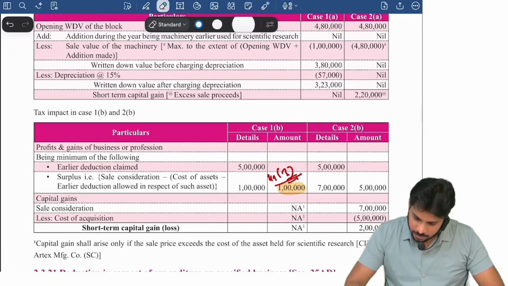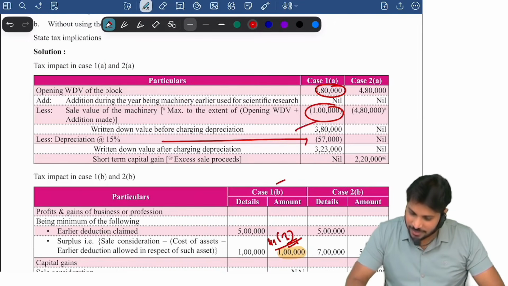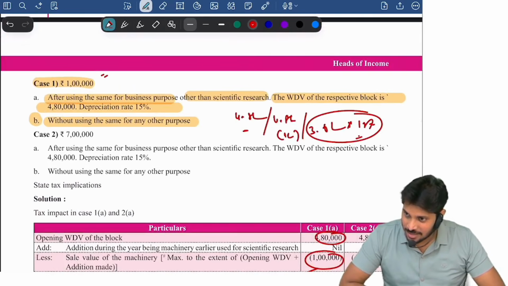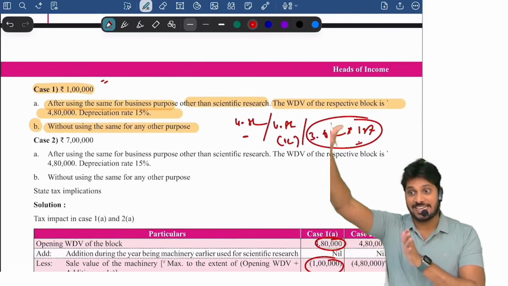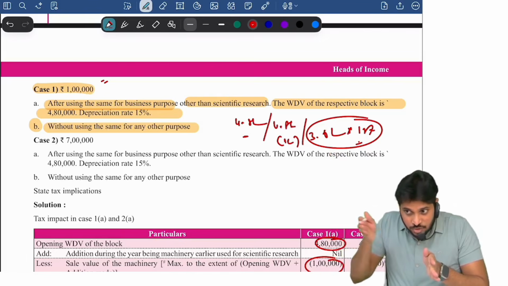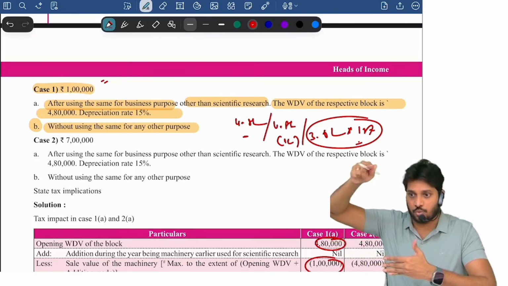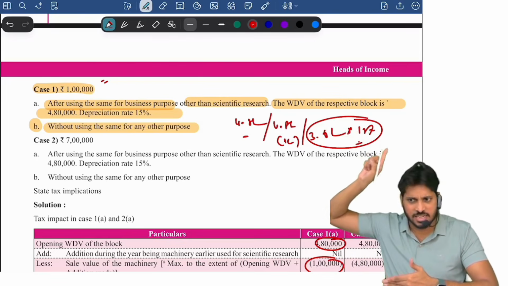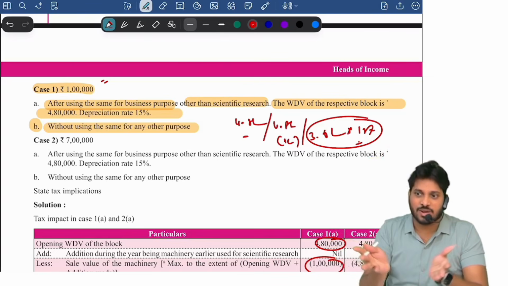Now you see 1A. 4 lakh 80 minus 1, 3 lakh 80, depreciation on that. This is what I told. If the asset is used for scientific research and sold directly, the amount received is profit. But if I use it for my normal business, then add in the block. At what price? 0. Actual cost minus deduction claimed. Actual cost is minus the deduction claimed of 5 lakhs, so 0. Now it is sold from the block. Treat it as part of a block transfer.